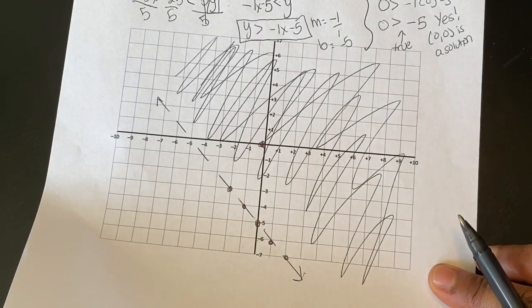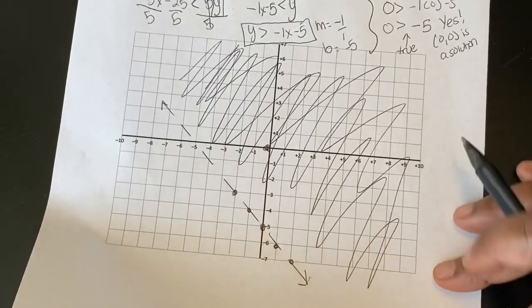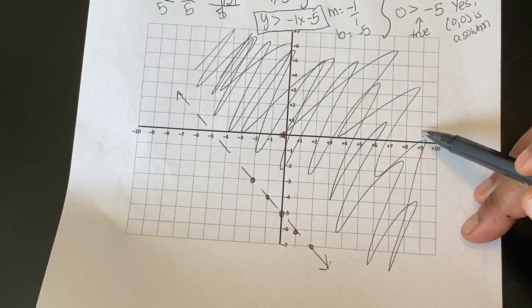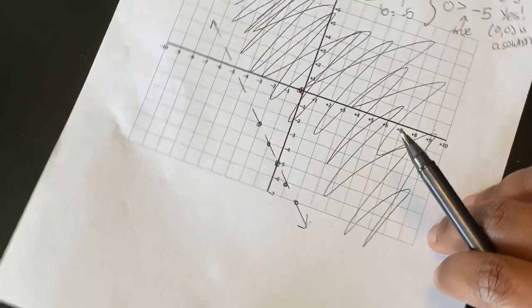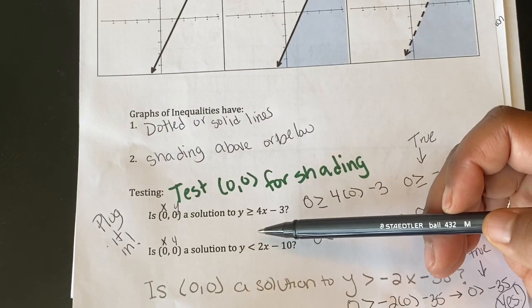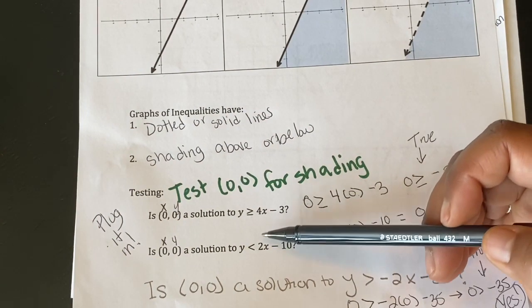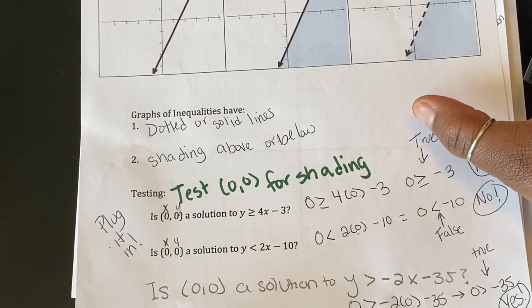Okay, so now you've had 3 examples. Some a little bit difficult, some complex, some a little bit simple. Your practice will consist of 2 problems like this where I ask you to graph it. And then there's going to be a few problems like this where I ask you, is 0, 0 a solution to this inequality?